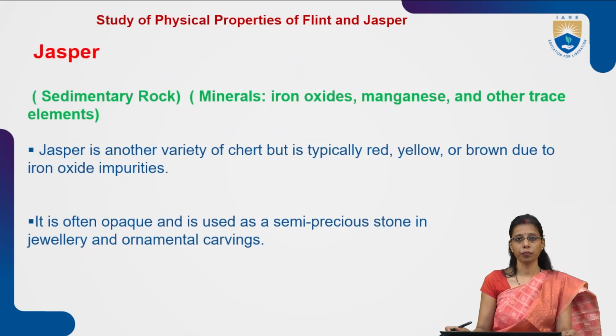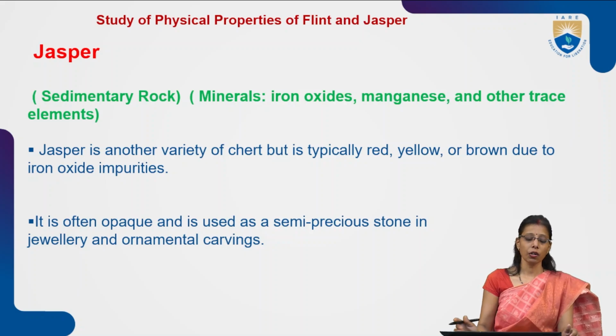Now, jasper. We have seen that flint is historically used for building and construction purposes, as well as for the treatment of water. Also, it is used for the amendment of the soil. Now, coming to jasper. Jasper is also a sedimentary rock. Even flint, as you have seen, comes under the sedimentary rock category, and jasper is also under the sedimentary rock category.